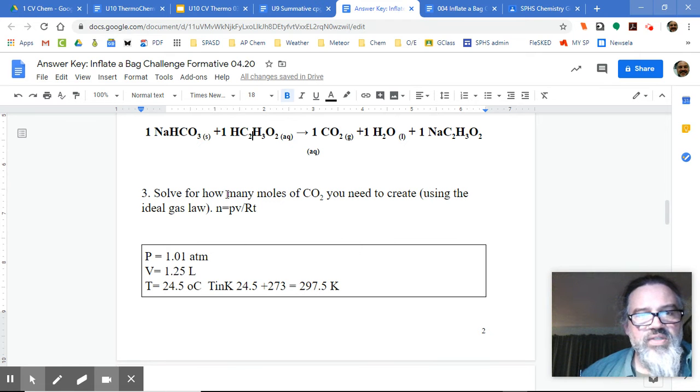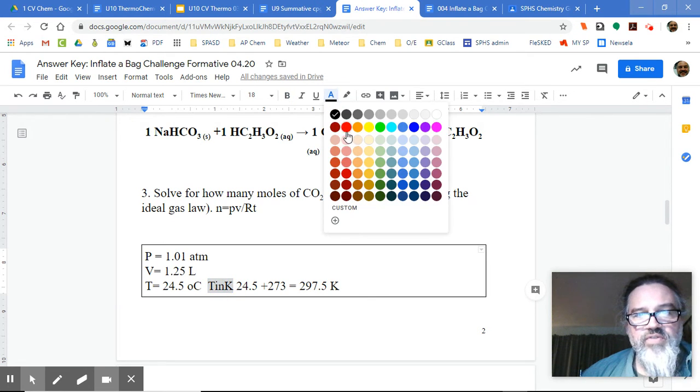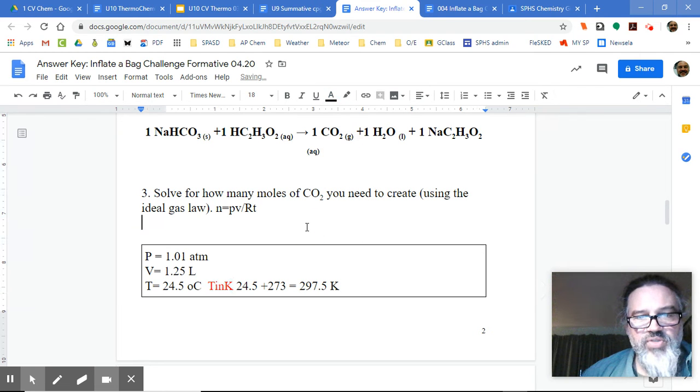It says first, solve for how many moles of CO2 you'll need. Well, if we're going to solve for moles of CO2, we're going to have to use the ideal gas law and rearrange it, right? The number of moles equals pressure times volume divided by RT. Identify your pressure, your volume, and your temperature. Remember this, don't forget this: you've got to get those temperatures in Kelvin. And so add that 273 to get 297.5.